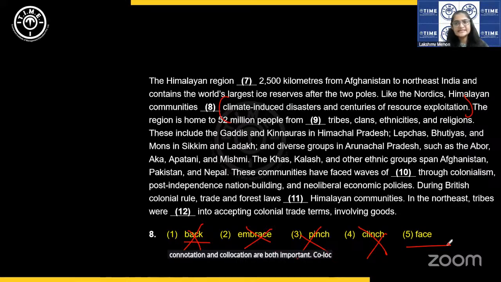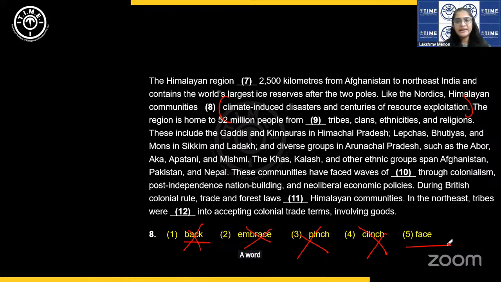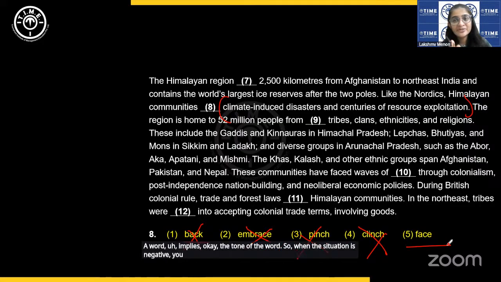Collocation we discussed just now. What word goes in what context? Connotation means what it connotes, what a word implies. Okay, the tone of the word. So when the situation is negative, you need a word with the appropriate tone.